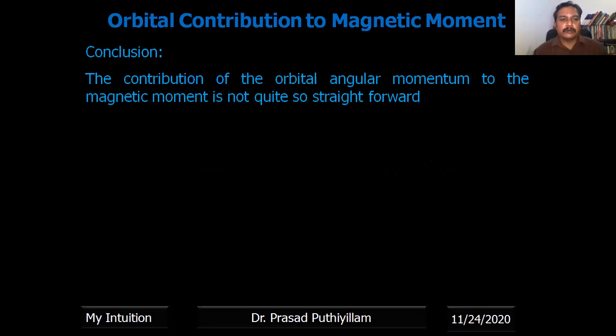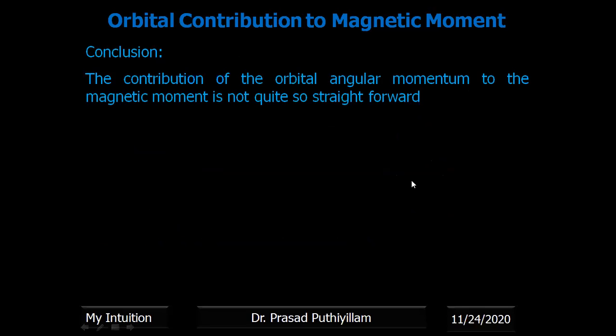Therefore we can conclude that the contribution of the orbital angular momentum to the magnetic moment is not quite so straightforward. It will be a little bit confusing. At a stretch, we cannot guess whether the system is contributing or not. We need to write and check. Then, by practice, we can guess. Again, from strong field ligand to weak field ligand, the contribution also varies, so that is also a little bit confusing. That's why the statement says it is not quite so straightforward.